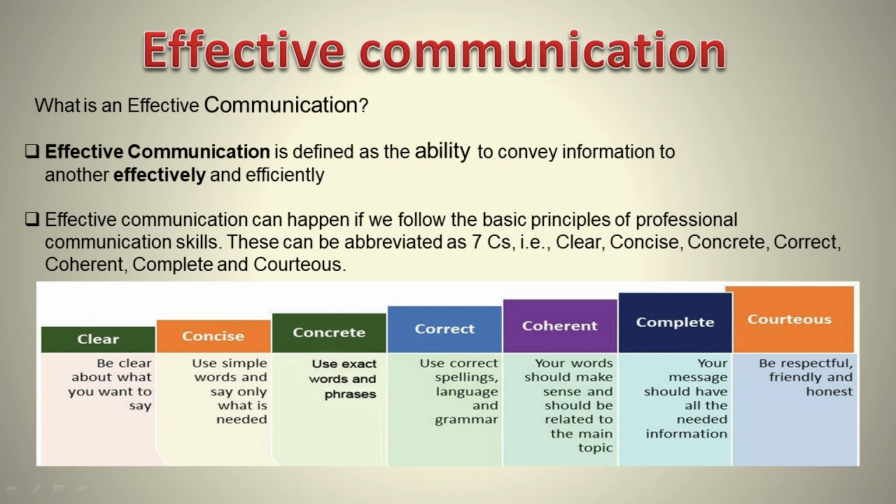Whenever we are communicating, we should be clear about what we want to say. Concise: use simple words and say only what is needed. Concrete means use exact words and phrases. Correct: use correct spelling, language and grammar. Coherent: your words should make sense and should be related to the main topic. Complete: your message should have all the needed information which you want to communicate. And courteous, the most important one: be respectful, friendly and honest when you are communicating. So for effective communication, we should follow all these 7 C's principles. Whatever communication is taking place, it should be effective and efficient.